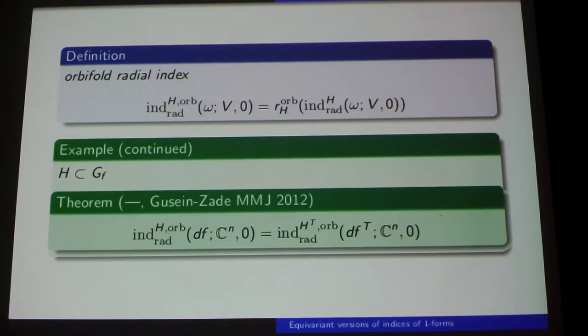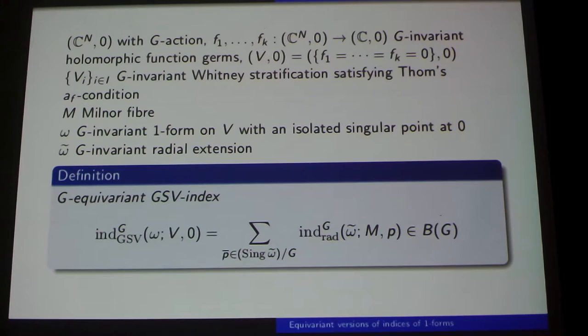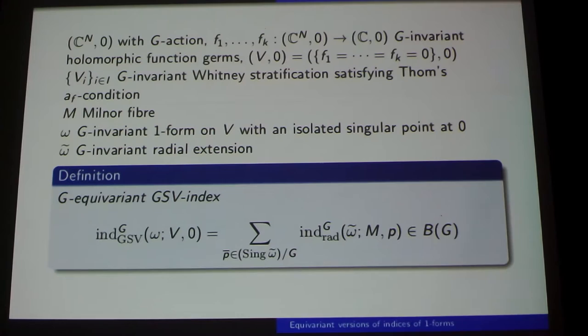So now let me come to the equivariant GSV index. The GSV index is defined for an isolated hypersurface or complete intersection singularity, as I mentioned before. So let us consider C^n with an action of G. Let f_1 to f_k be G-invariant holomorphic functions. We consider the zero set V of these k functions at zero, and we consider a G-invariant Whitney stratification, which now should also satisfy Thom's a_f condition. We require this because this condition guarantees that you have a Milnor fibration. So we can talk again of the Milnor fiber.